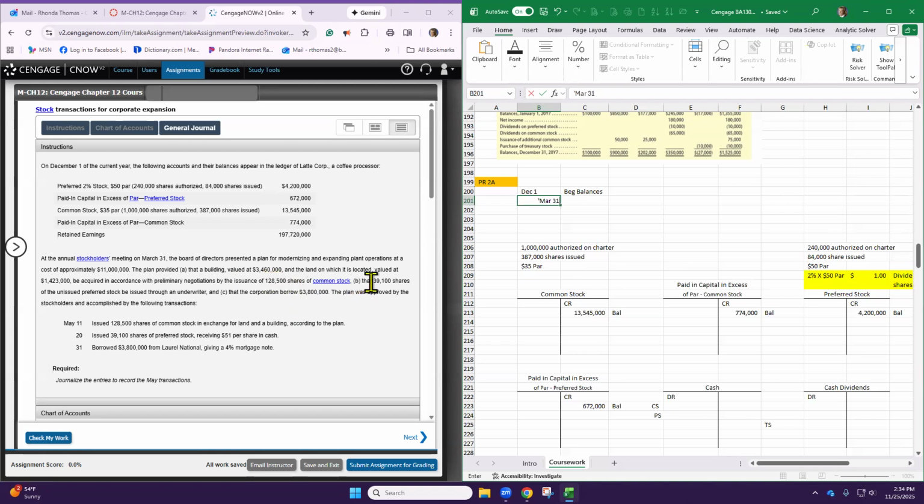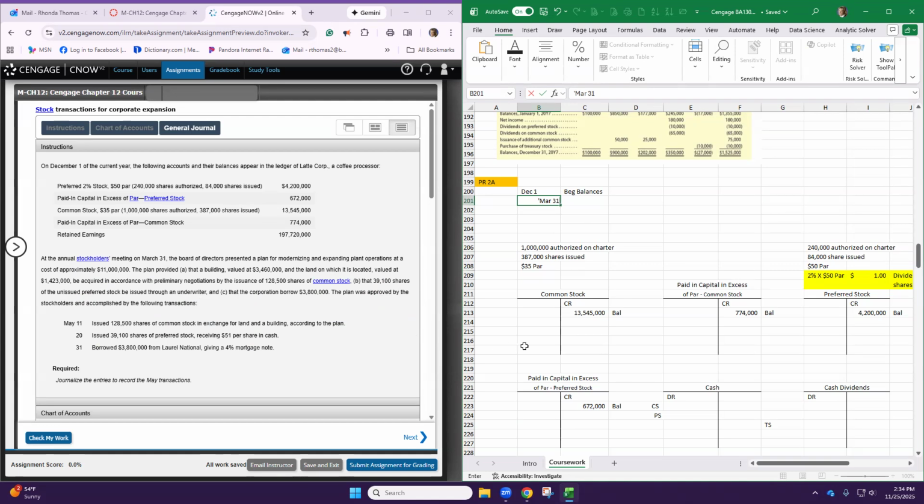It says that 39,100 shares of the unissued preferred stock be issued through an underwriter, and that the corporation borrow 3,800,000. The plan was approved by the stockholders and accomplished by the following transactions.